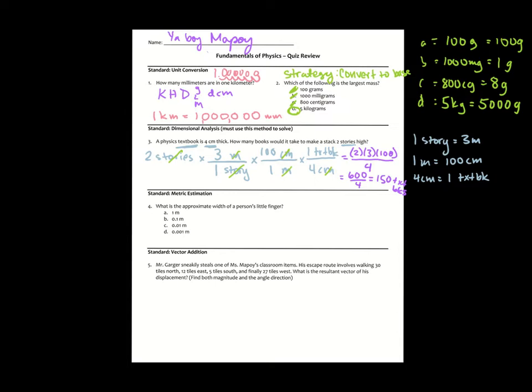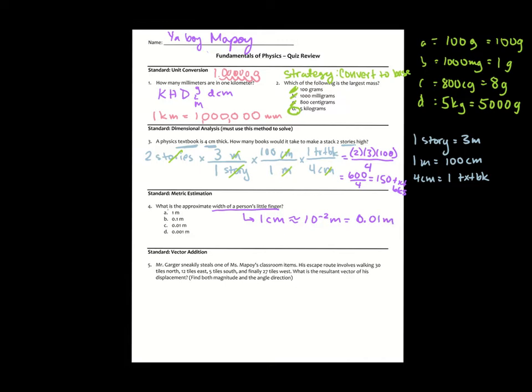Okay, number 4. What is the approximate width of a person's little finger? If we're thinking your pinky finger, we're talking about the width of it, not the length of it. So we're not looking at the long side, we're looking at the short side of your little finger. And that's about, I'm going to approximate it as 1 centimeter in terms of metric units. In standard scientific notation, that's 10 to the negative 2 meter, which is 0.01 meter.